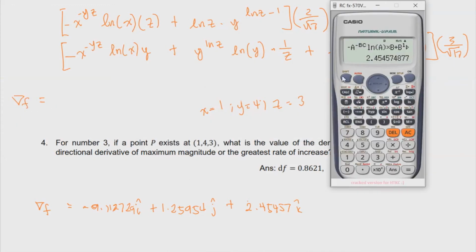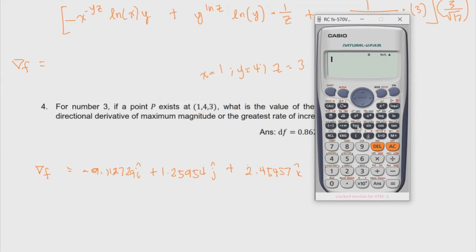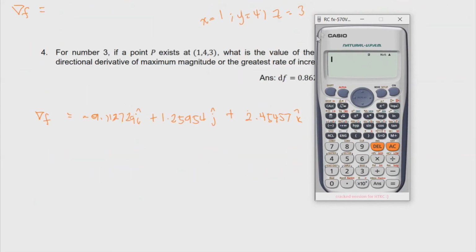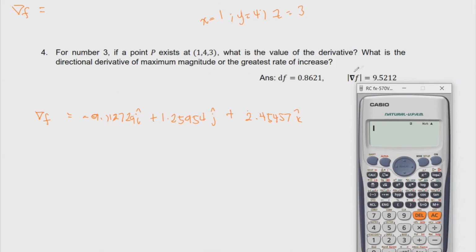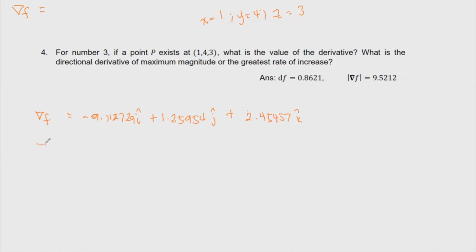So the value component for j. Let's just store this one, and then let's just copy this. I hope I get the same result. So we need to find the resultant. It says here that you just have to take the absolute value for that. So that's actually taking the resultant of this value.